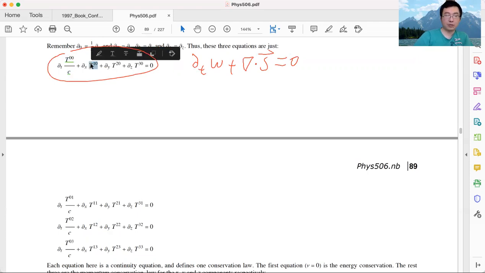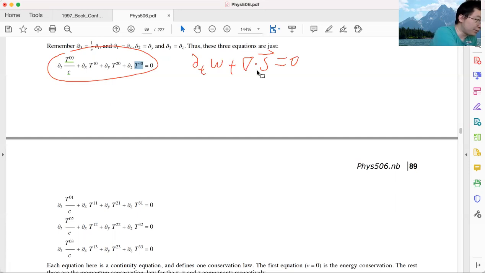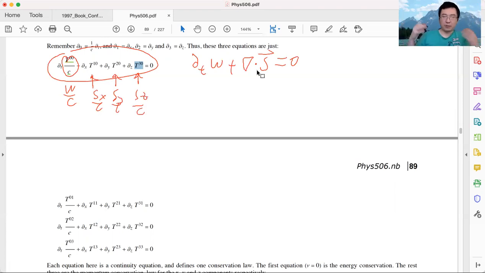And every single term here is actually an energy current density. I lied a little bit. The first term is actually W over the speed of light, and the other terms are Sx over c, Sy over c, and Sz over c. The speed of light is just a constant, so we can multiply it for every single term and cancel it.